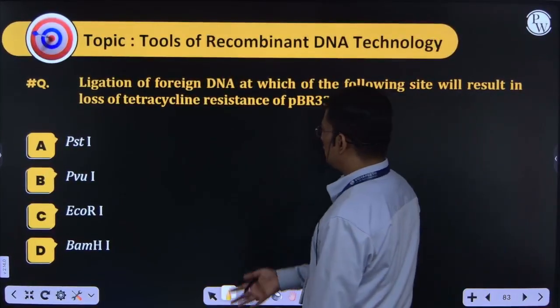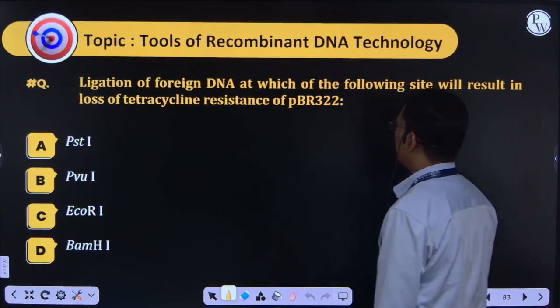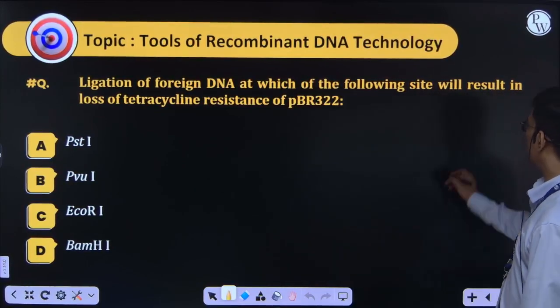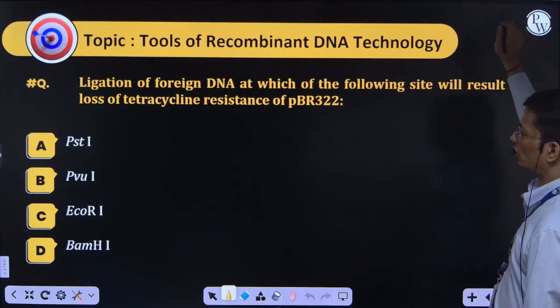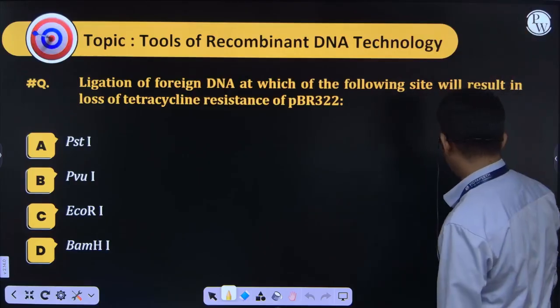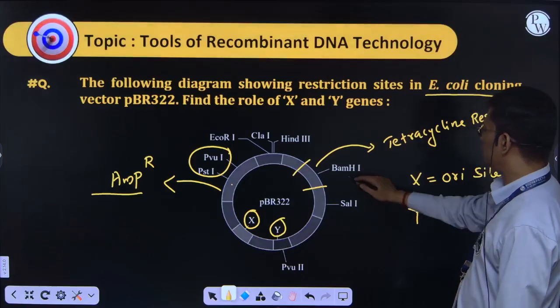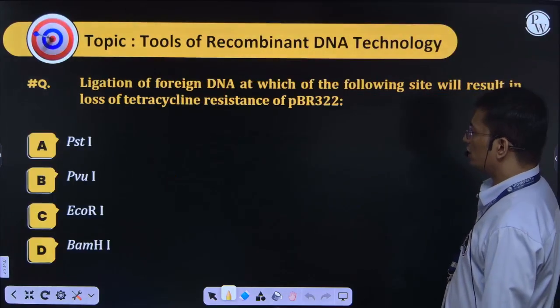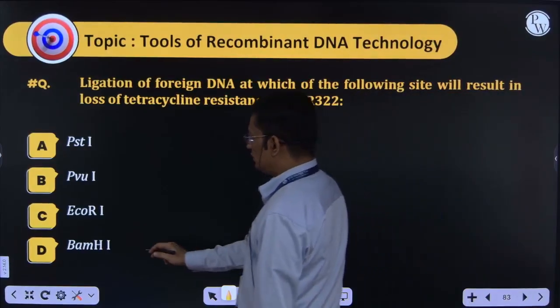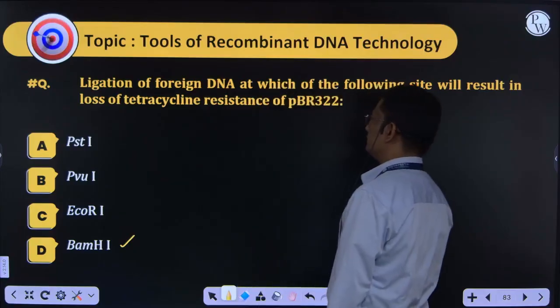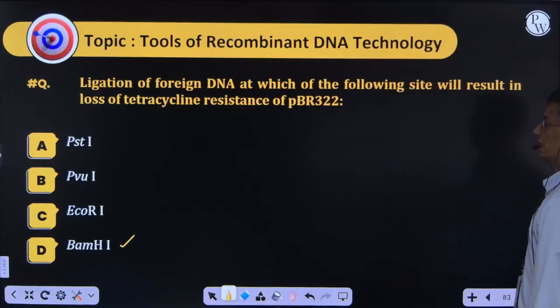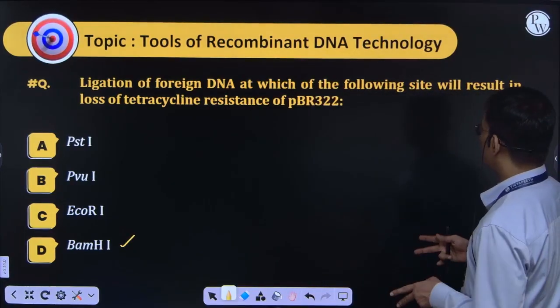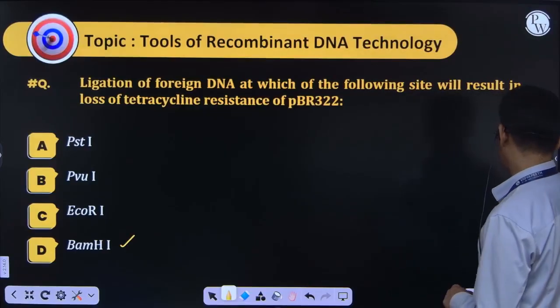Ligation of foreign DNA at which of the following sites will result in loss of tetracycline resistance? Tetracycline resistance we can see here. You can see the BamHI here. Now if you remove that with the help of BamHI, then it will lose tetracycline resistance. So the enzyme required to cut the site is BamHI.